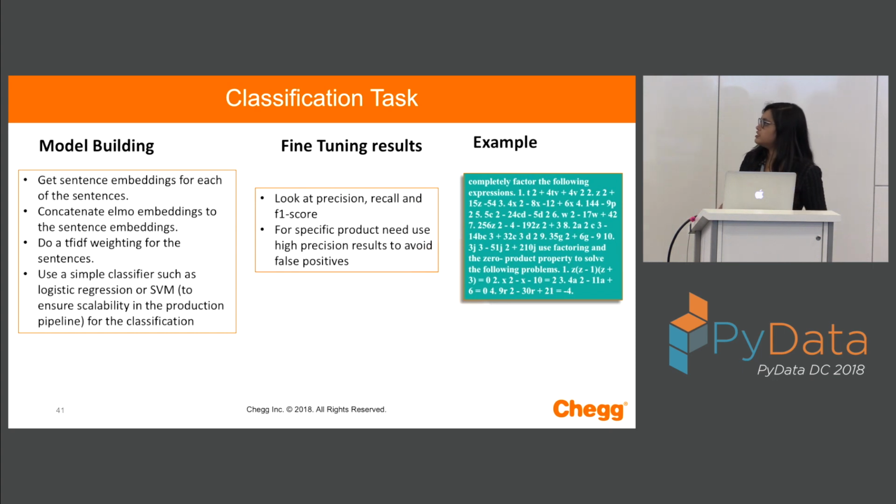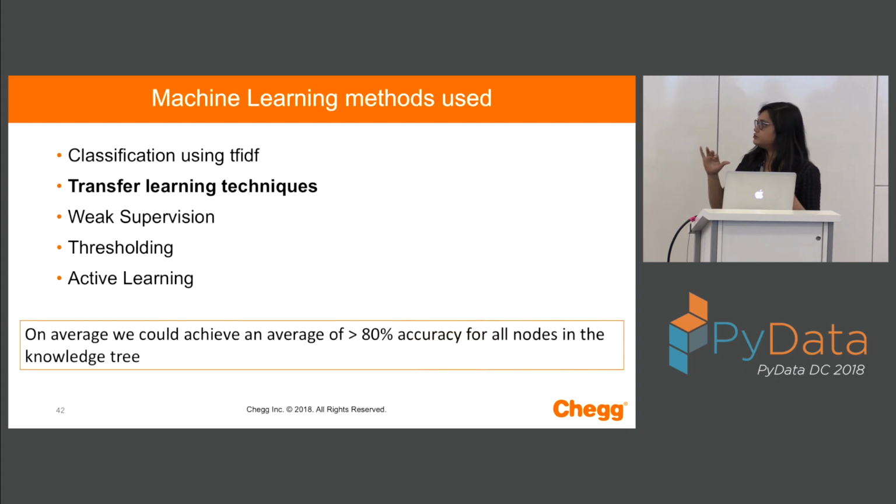We fine-tune results based on classic metrics, precision, recall, F1 scores, depending on specific product needs. For instance, in some products it was very important to be right. False positives were not okay, so we tuned it towards high precision. It varies depending on what the knowledge base is being used for. I would also like to mention that transfer learning is not the only thing we use. It's a fairly complex process.